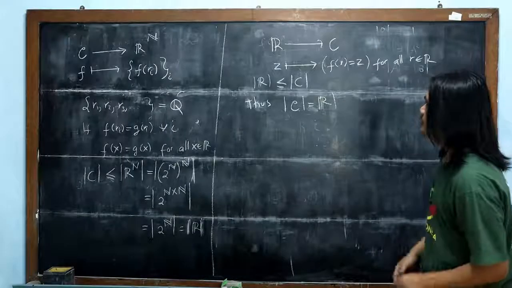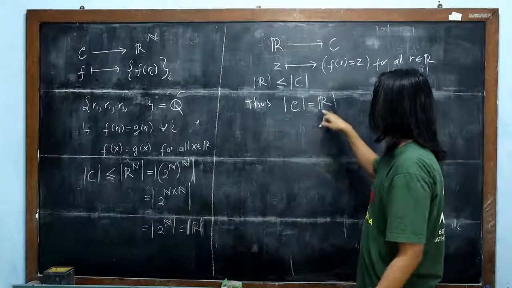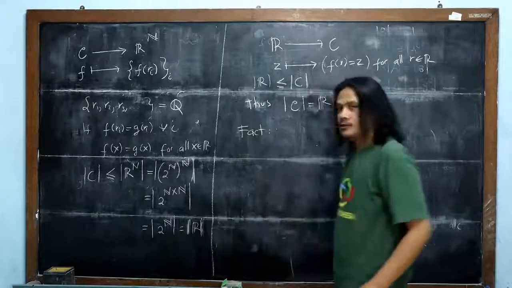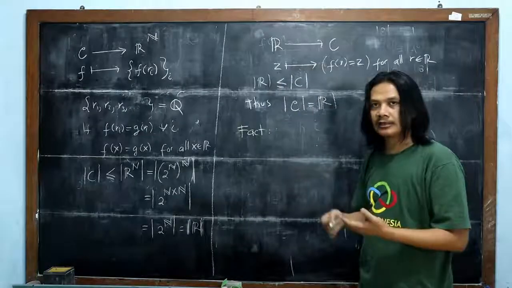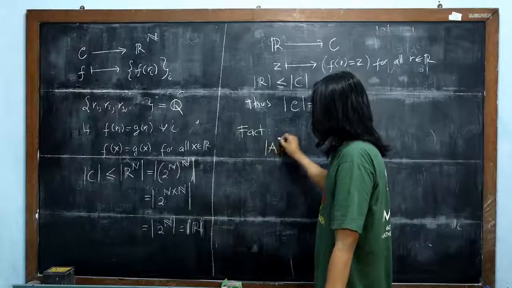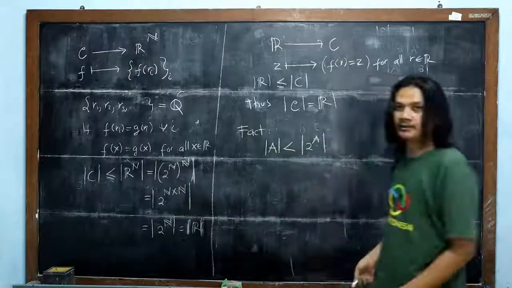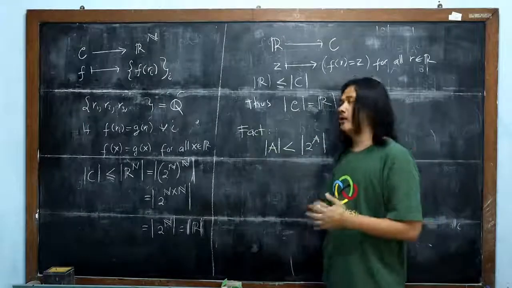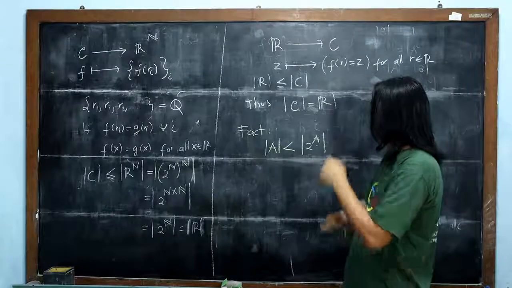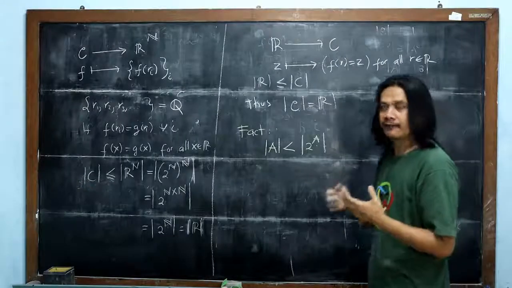Now, how can we show that the cardinality of the collection of all functions is strictly bigger than the cardinality of R? We are going to use the following result. We're going to take it for granted that there is no surjection, or that the cardinality of any set is strictly smaller than the cardinality of its power set. That's a fact, and we can prove it. So then how can we see now that the cardinality of C is strictly less than the cardinality of F?